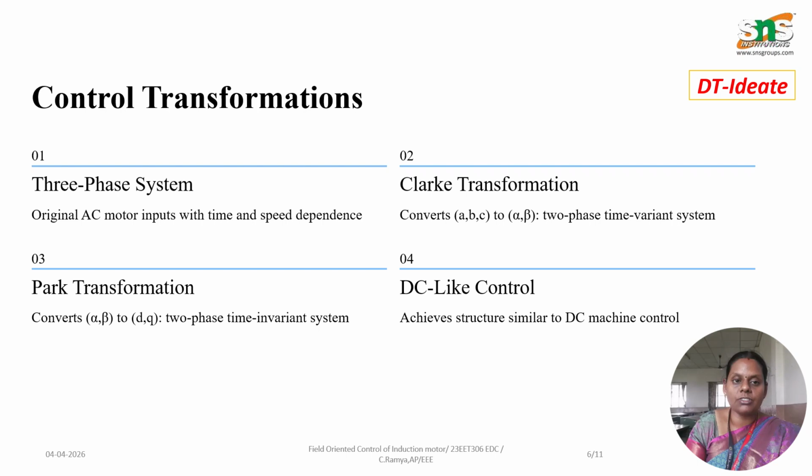Next is the control transformation. FOC involves multiple transformation stages. First, we start with the three-phase AC system. Then the Clarke transformation converts it into a two-phase alpha-beta system. Next, the Park transformation converts it into a rotating DQ system. Finally, the system shows DC-like control behavior, which makes the analysis and control much easier.